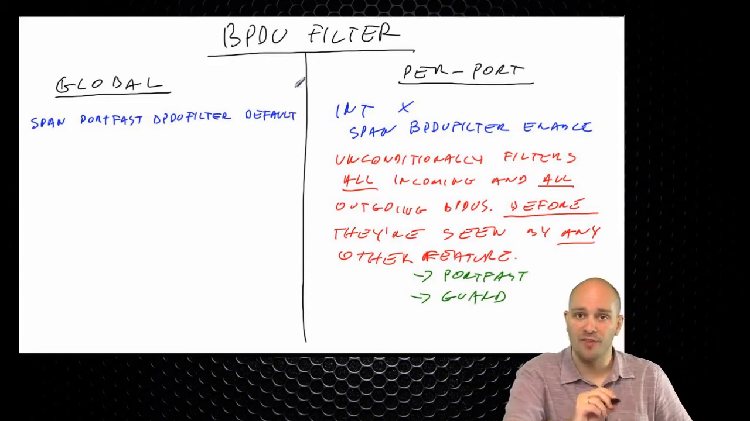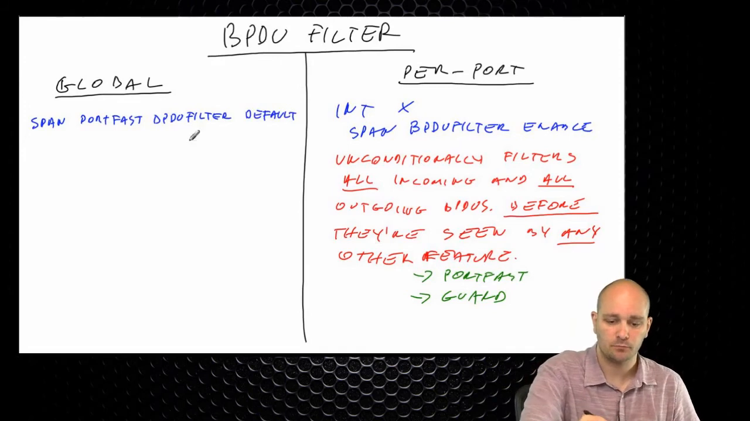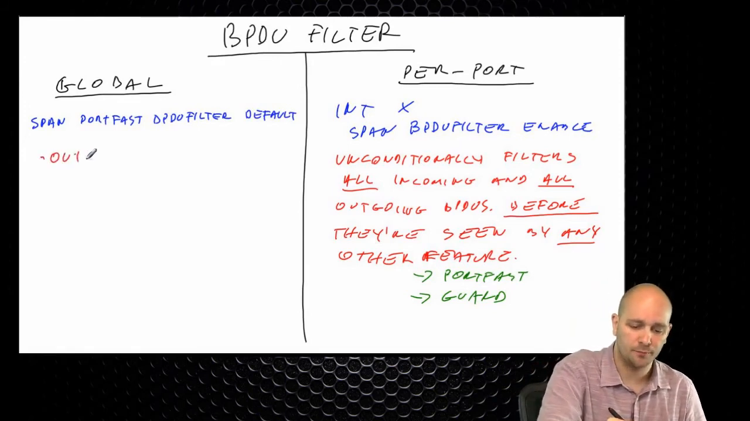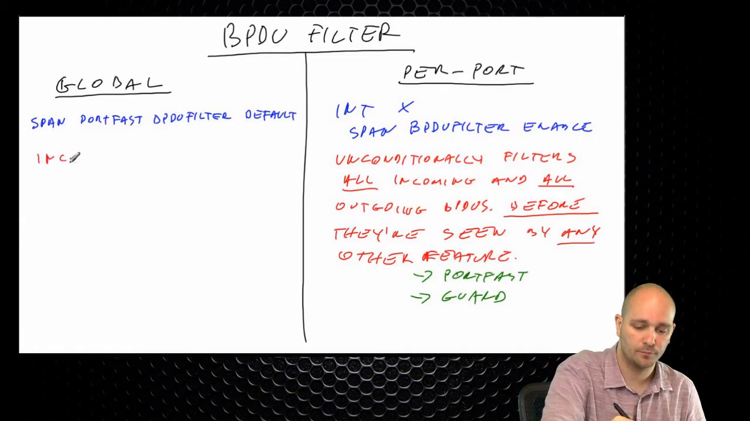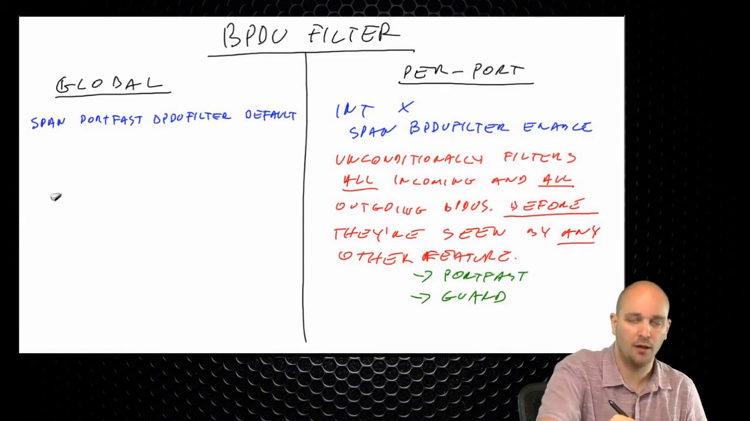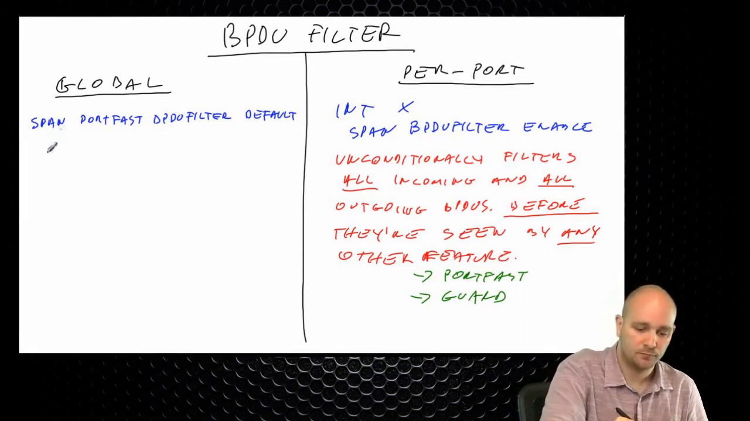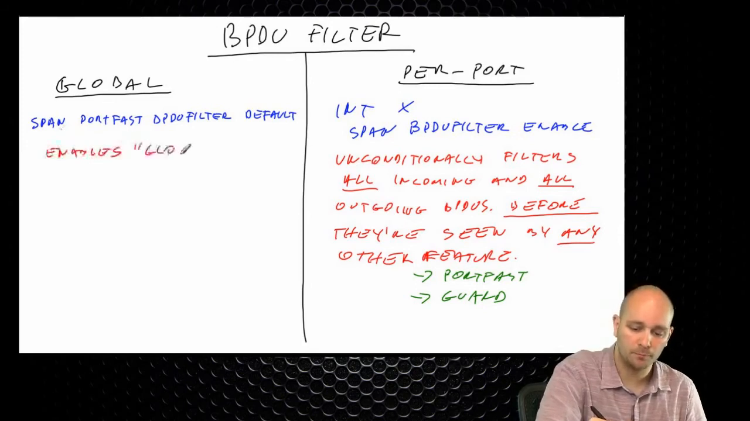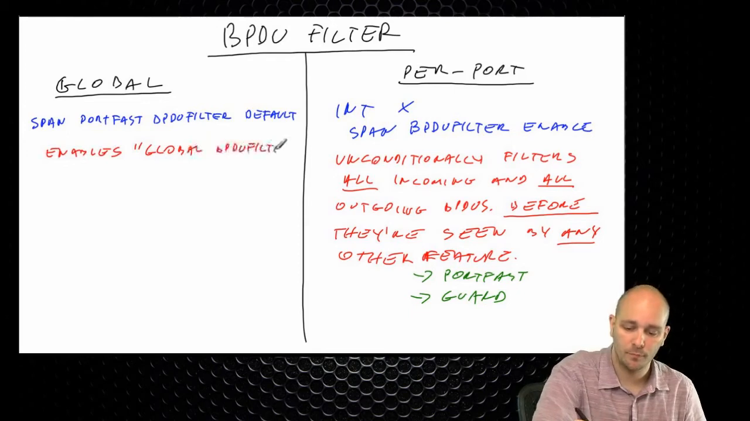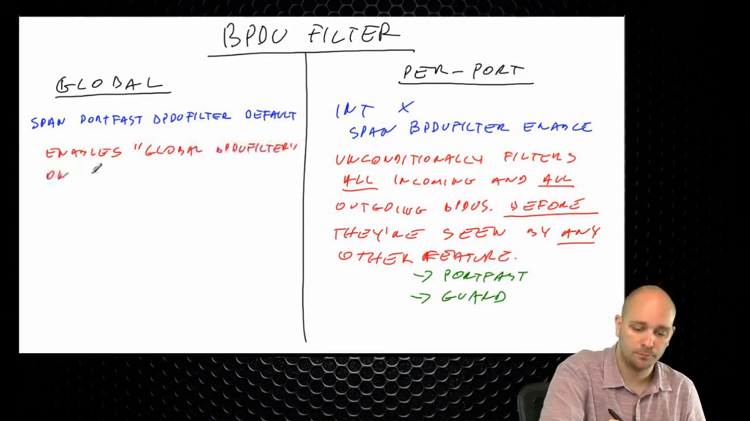Now, when you configure this on the global interface, outgoing, actually, let me start with the incoming. Actually, let's start over. This is conditional. It enables, I'm going to call it global BPDU filter on all operational Portfast ports.